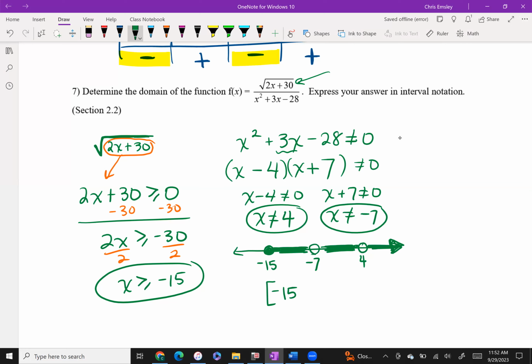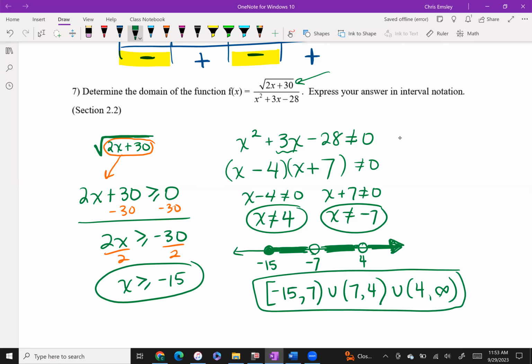So from negative 15 to negative 7, not including negative 7. From negative 7 to 4, not including 4. And from 4 to infinity. There is our interval notation for our domain.